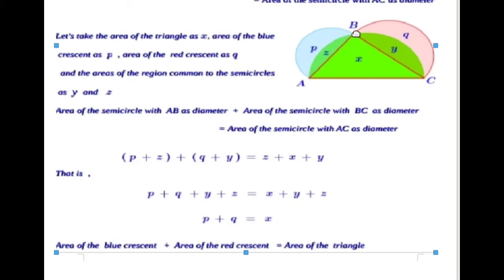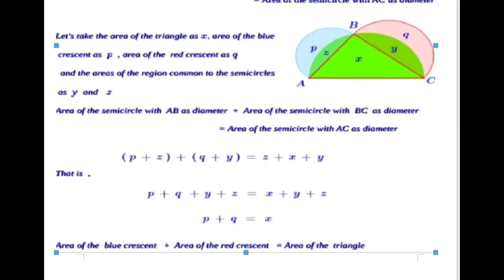Similarly, here you can see a green part, that green part is called y, and that y is the common part of the semicircles with the diameter BC and with the diameter AC. So the area of this green semicircle is actually equal to x plus y plus z, right? X plus y plus z.